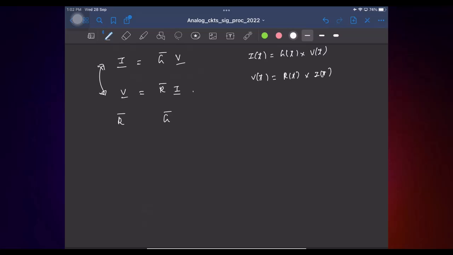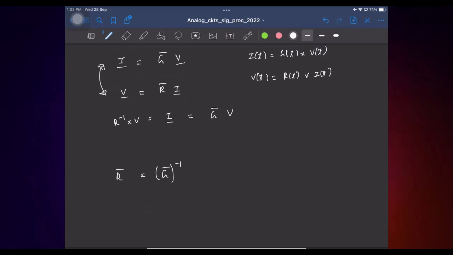Yeah, from here, what can you say about this? In this equation, if I multiply R inverse on both sides, I'll have I, and this is basically the same as G times V. So you simply compare and you can find that this also follows our conventional LTI notion that the conductance is the inverse of the resistance.